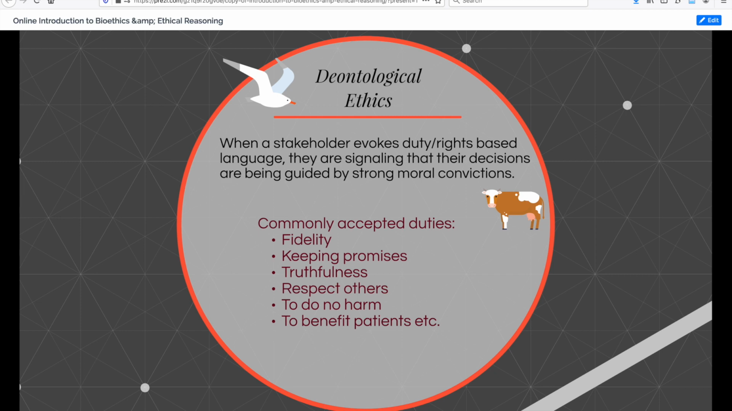So when a stakeholder evokes "this is my duty," or "it's your duty not to lie to me," or "it's your duty to follow the traffic laws," right? If they're evoking this duty-based language, then they are signaling that their decisions are being guided by very strong moral convictions that they hold. Now, commonly accepted duties that stakeholders might hold include fidelity, loyalty.